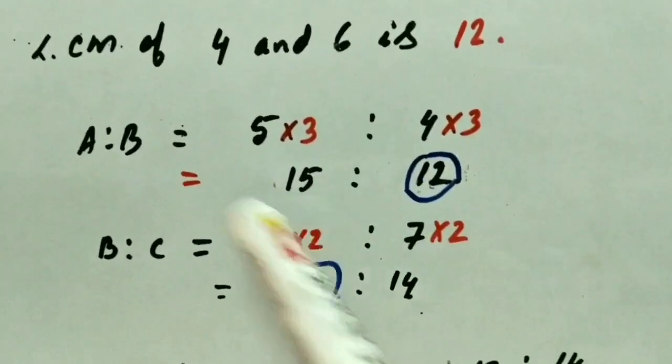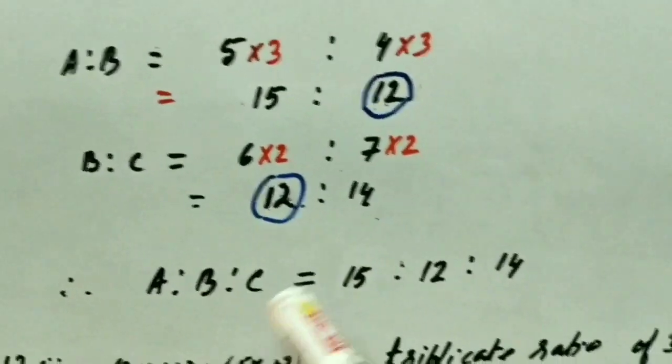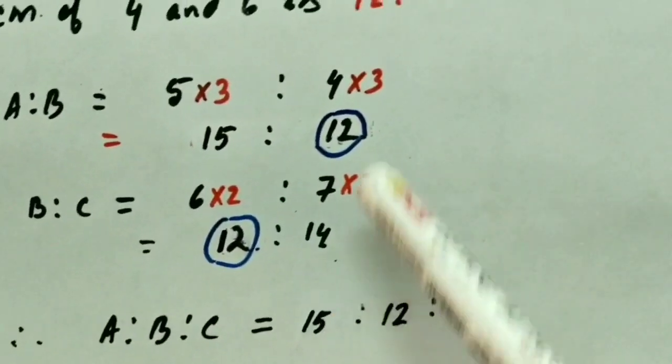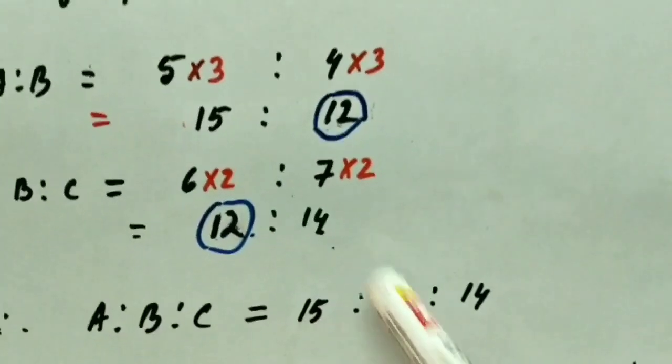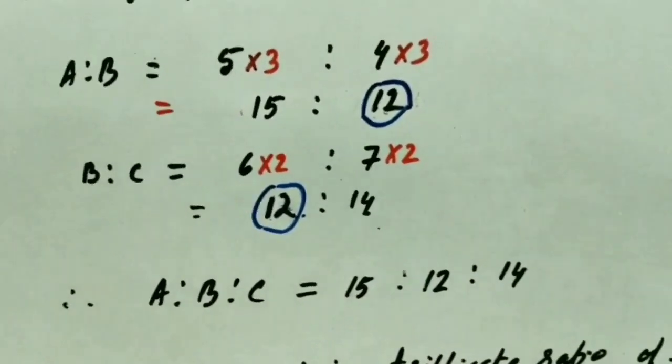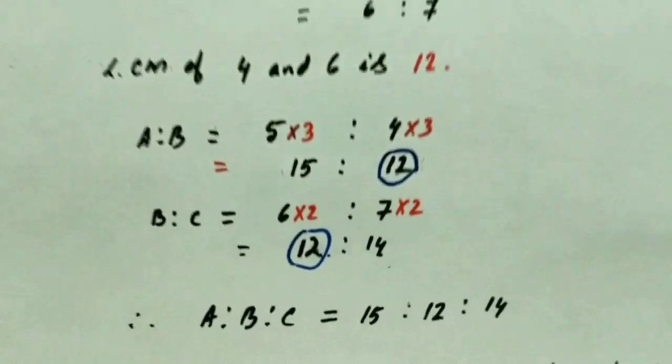So this is same now, B. So A is to B is to C. We copy 15, B after making it common, 12, and C is 14. This is a very important part. There are many questions given in your book. I have solved one of them.